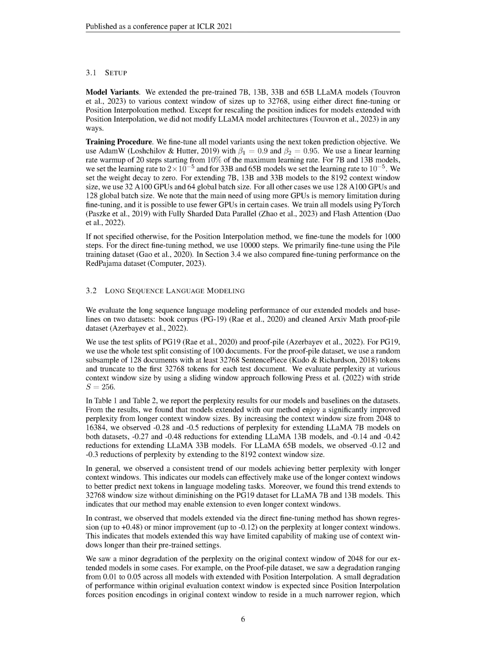For PG19, we use all 100 documents in the test split. For the proof dataset, we take a random selection of 128 documents that contain at least 32,768 SentencePiece tokens and limit each test document to the first 32,768 tokens. We then calculate the perplexity at varying context window sizes, using a sliding window approach with a stride of 256.